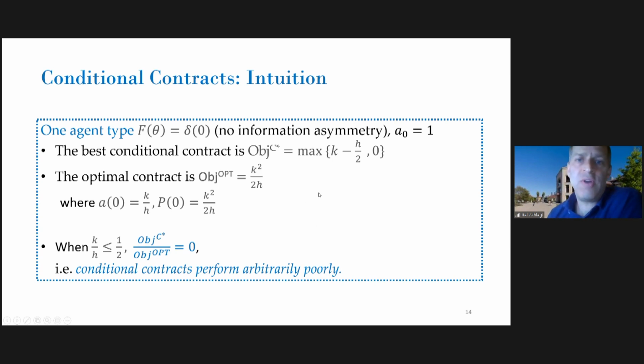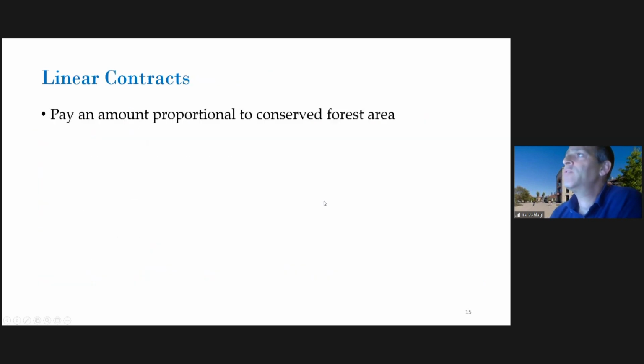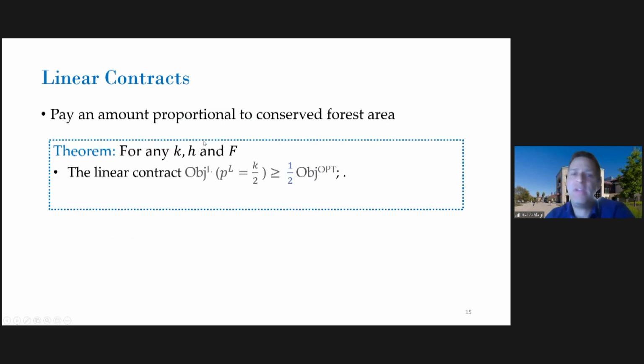So this brings us to look at a different class of contracts. We're going to call them linear contracts. There could be other types of contracts that are maybe distribution free, but here we're looking at this specific one. We pay an amount that is proportional to the conserved forest area. What we find is that the payment per amount of land that you're conserving is going to be K over 2, and that achieves half of the optimal contract in terms of value for the principal.